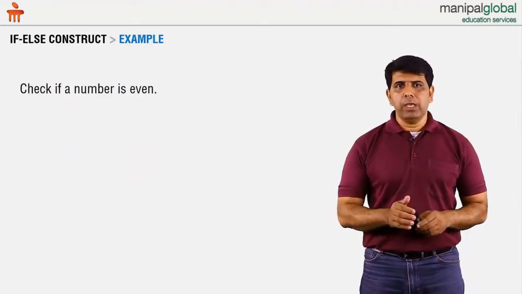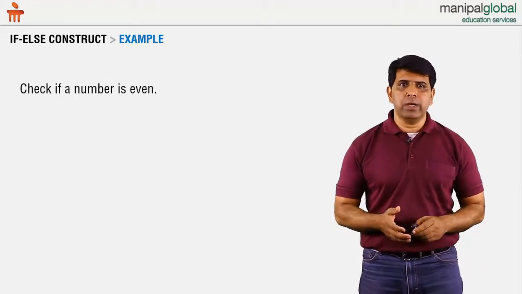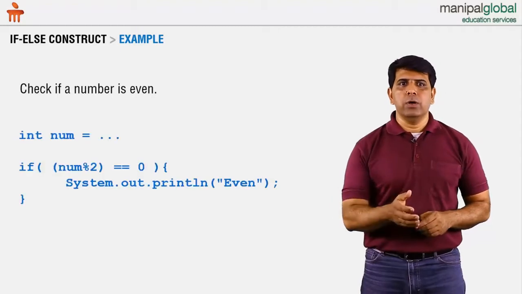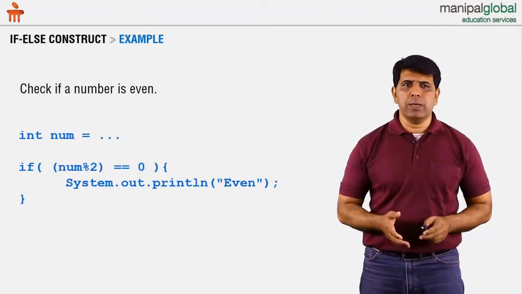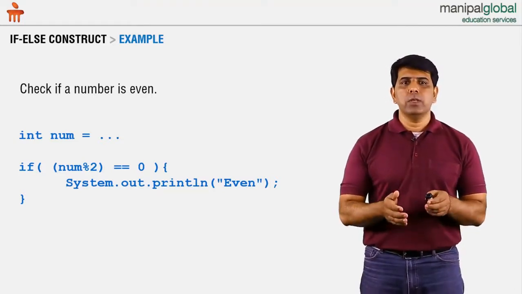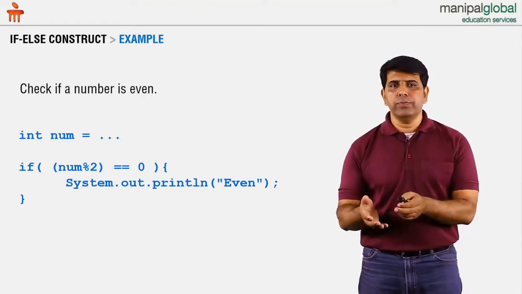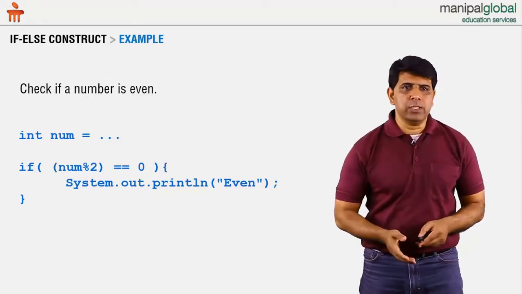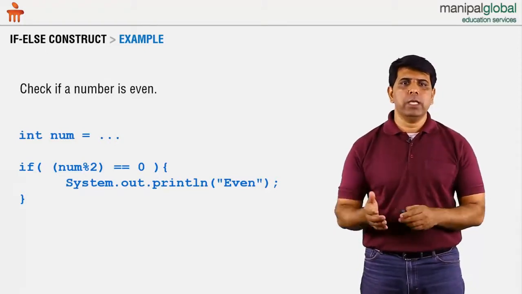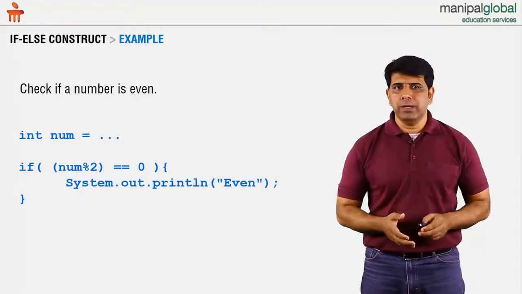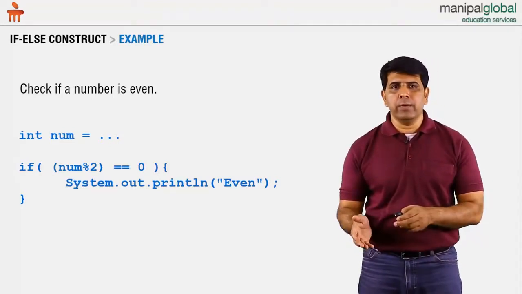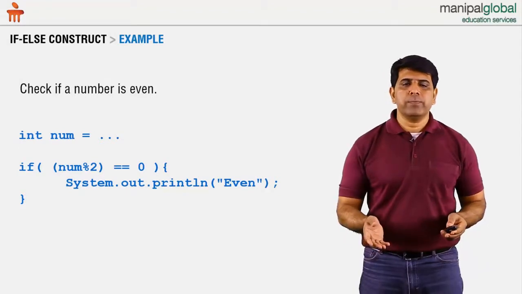For example, if you want to check whether a number is even or odd, we can use this if condition. So we have a variable num assigned with some value, and we want to see if the number is divisible by 2. If the number is divisible by 2, then it's even, so that becomes our condition. So we say if num modulus 2 equals 0, we print even. But what if it's an odd number? The condition fails, the block is not executed, and there is no output.